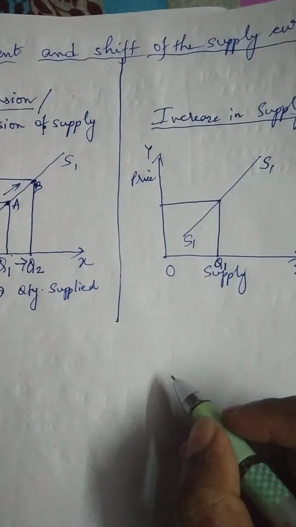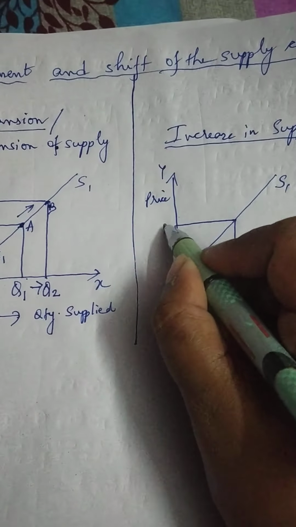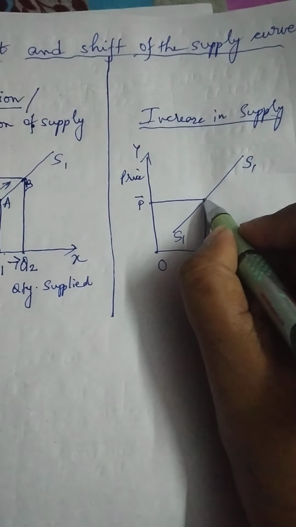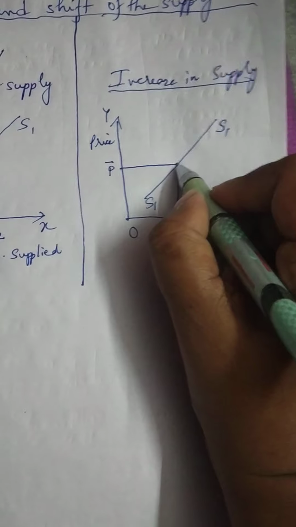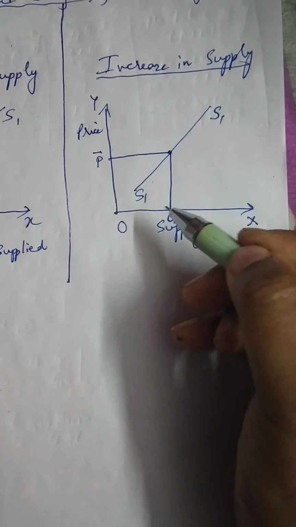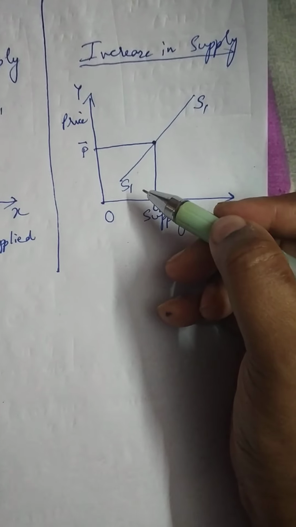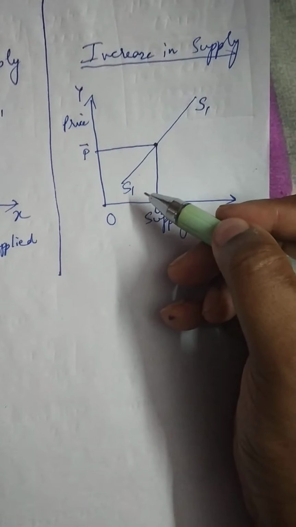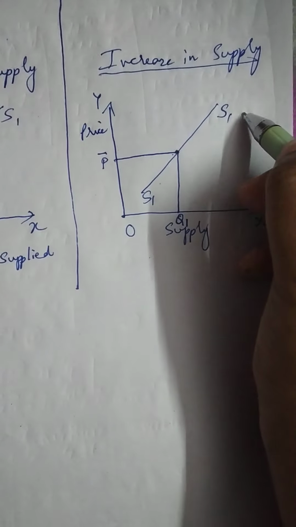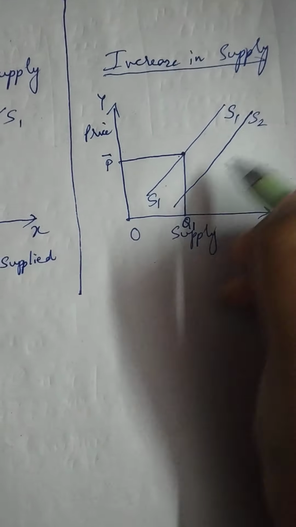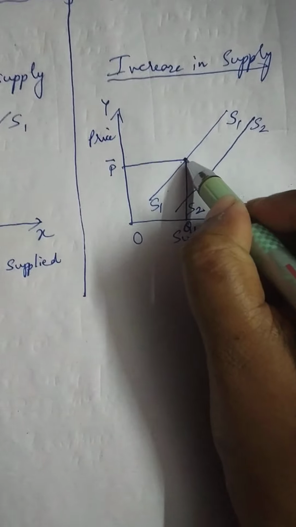And this was the supply Q1. Now price remaining same at P bar, suppose technology of production improves. We all know that technology is a factor affecting supply. If there is improvement in technology, supply will increase and the supply curve shifts rightward, say to S2, S2.